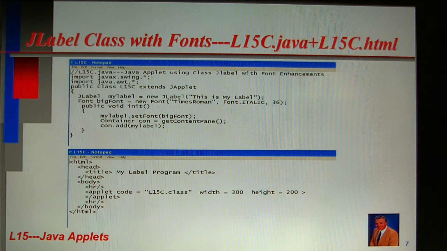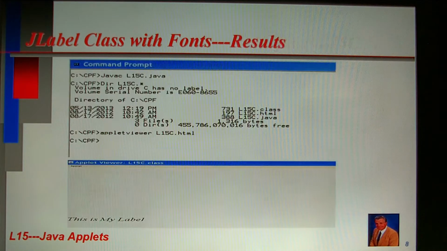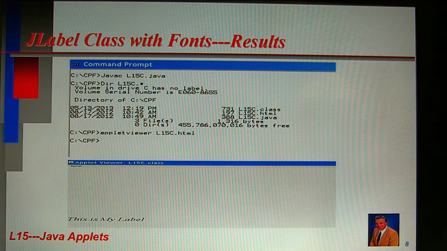So with computer program model L15C.java, we not only get the container, but an improved display of this is my label. Also note that the code attribute of L15C.html is set to L15C.class. Here note that the display of this is my label is enhanced. Not only displayed within the container or gray area, but displayed with a much larger font point size.